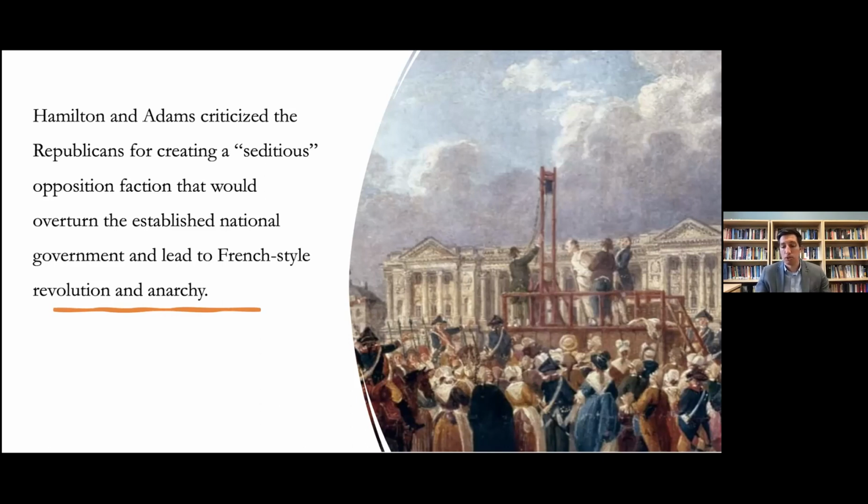So Alexander Hamilton was joined by John Adams in the Federalist Party, and they criticized Republicans for creating a seditious opposition faction that would overturn the established national government and lead to French-style revolution and anarchy. So of course we have a picture here of the French Revolution.